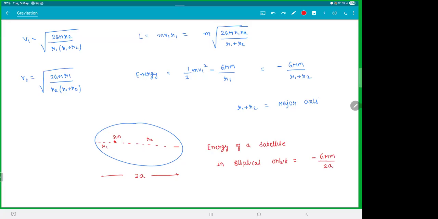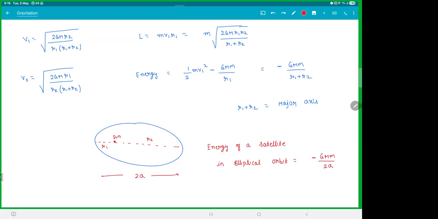All clear with this? This is a pretty good result for energy. That itself would be a question: find the energy of the satellite. How do we get time period though? Because in case of a circular motion, your life was easy. You could directly take 2 pi r by v and you're done. But here the speed is changing every instant. So we get something interesting here.